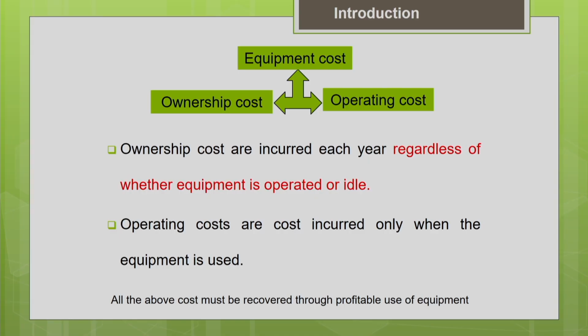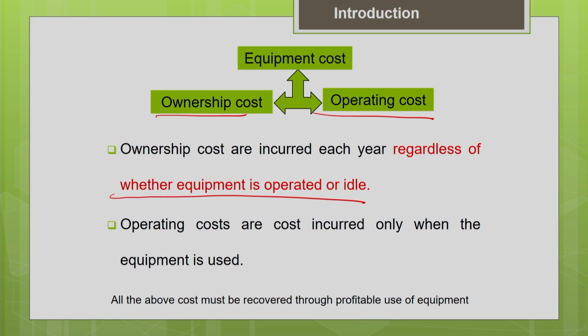So, let us see what the important components of the equipment cost are. These are the two main components. One is your ownership cost, the other one is the operating cost. Ownership cost is the cost we incur every year regardless of whether your equipment is operated or idle. That means whether your equipment is employed productively at a project site or remains idle, in both cases we are going to incur some fixed ownership cost every year. These are relatively fixed costs which occur every year.